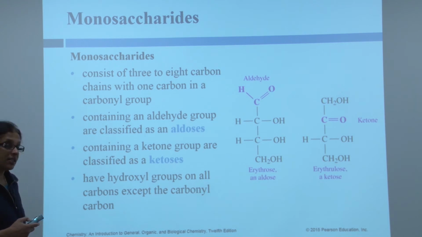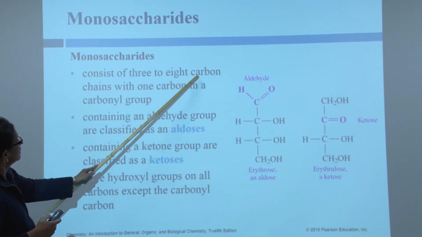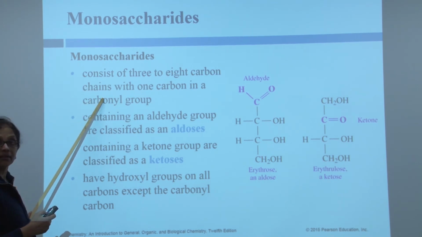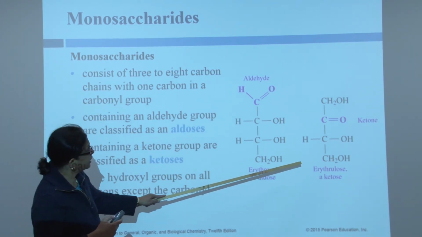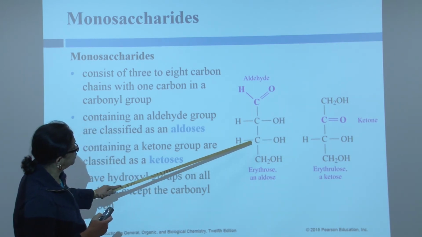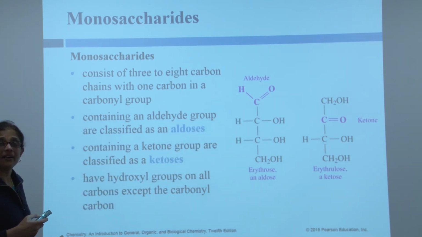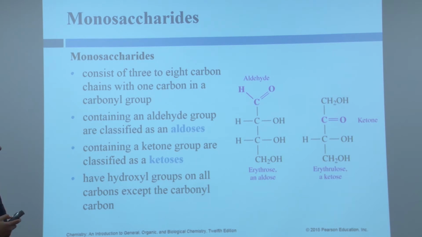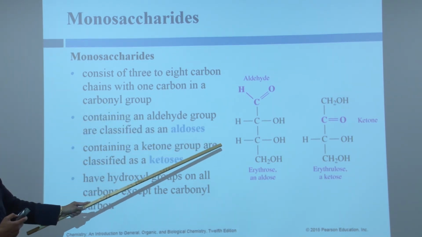So in a monosaccharide, you can have from 3 to 8 carbon atoms in a chain. Okay? Here you see 1, 2, 3, 4. Here you see 1, 2, 3, 4. So these are examples of a 4-carbon chain. Both have a carbonyl group.